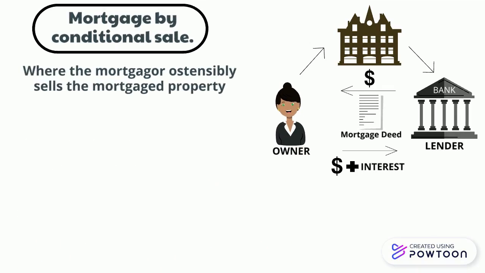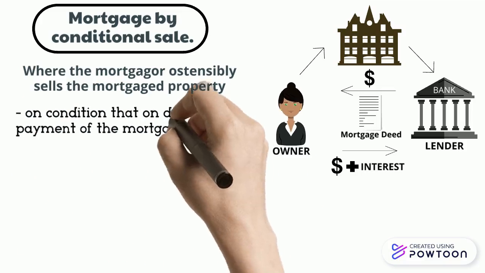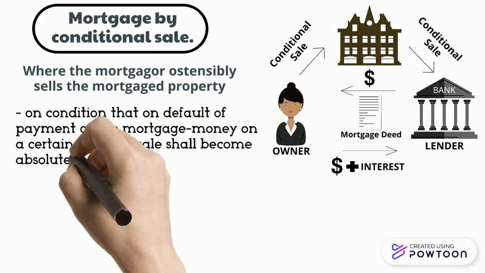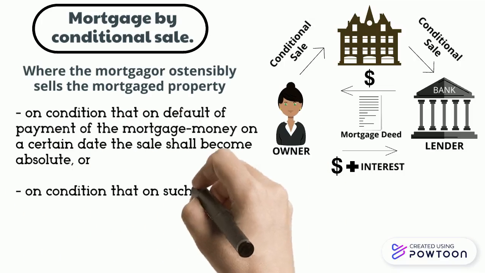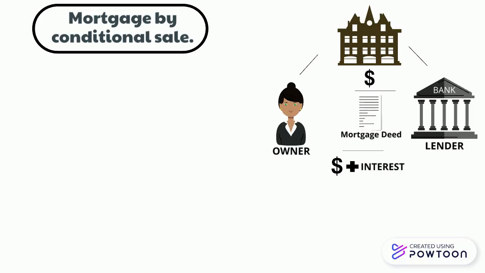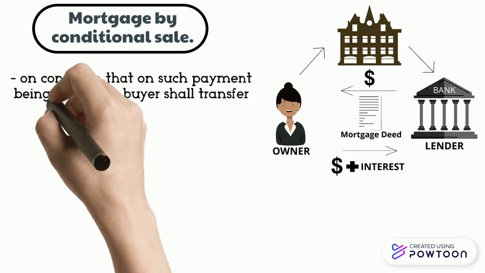Mortgage by conditional sale, where the mortgagor ostensibly sells the mortgaged property on condition that on default of payment of the mortgage money on a certain date, the sale shall become absolute, or on condition that on such payment being made, the sale shall become void, or on condition that on such payment being made, the buyer shall transfer the property to the seller.